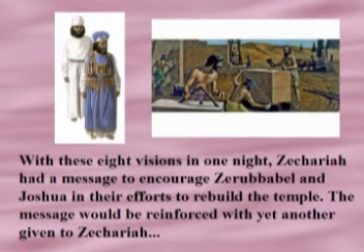With these 8 visions in one night, Zechariah had a message to encourage Zerubbabel and Joshua in their efforts to rebuild the temple. The message would be reinforced with yet another given to Zechariah.